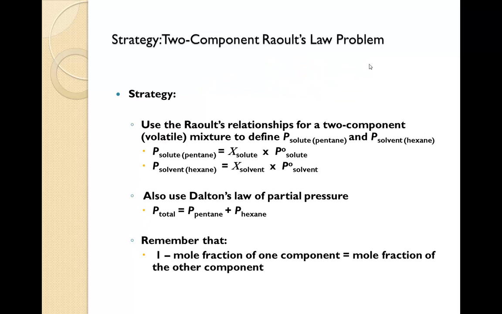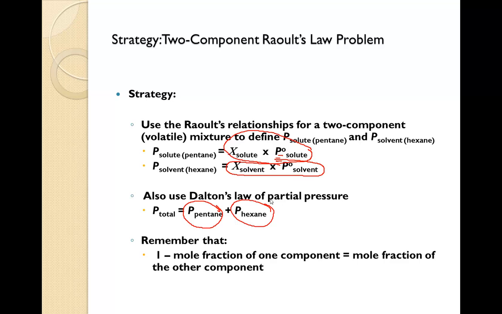Alright, so when we're thinking about this, first thing we're going to do is look at them separately: the pressure of the solute and the pressure of the solvent. If we want to figure out the total pressure, we want to figure out these components and add them together. So the pressure of the pentane would be the mole fraction of the pentane and the vapor pressure of pure pentane. The pressure of just the hexane would be the mole fraction of the hexane and the vapor pressure of pure hexane.